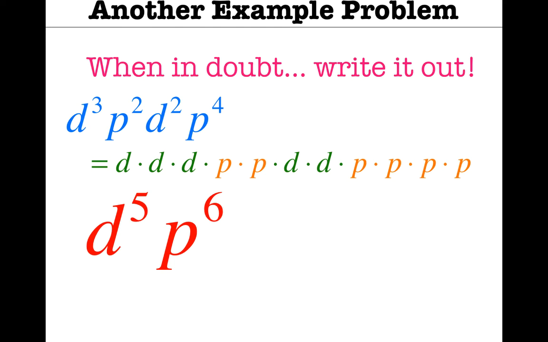You add them up. Now, do we add the 5 and the 6 here to make an exponent 11? No, because the 5 stays with the d's and the 6 stays with the p's. Hopefully that makes sense too.